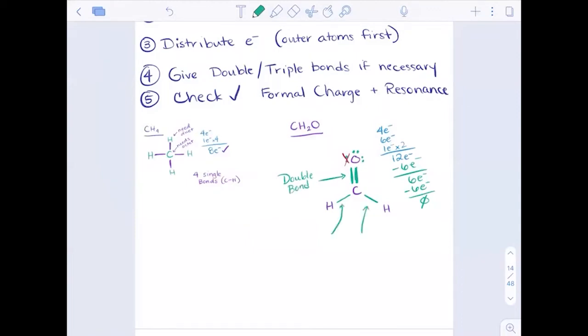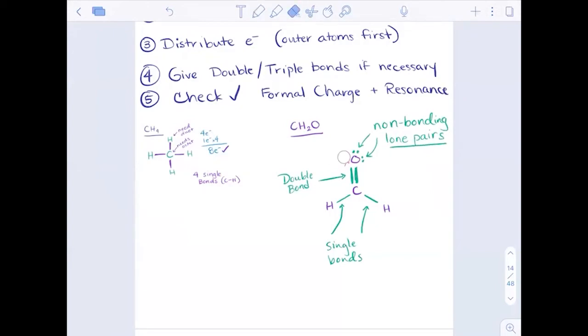Hydrogens to carbons are going to be single bonds. And when we look at what's left over on the oxygen, these are our non-bonding lone pairs. They are not bonding because they are not held between 2 atoms. They are solely on the oxygen and only the oxygen. That one's gone. I like to erase it and make it all clean at the end of the day.